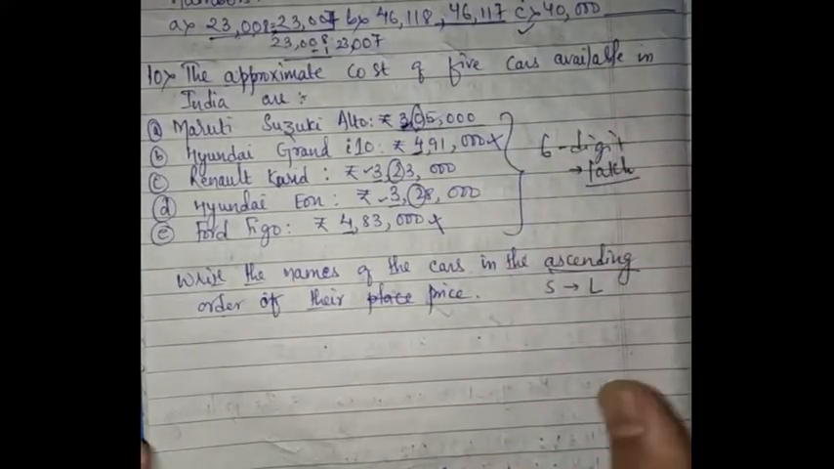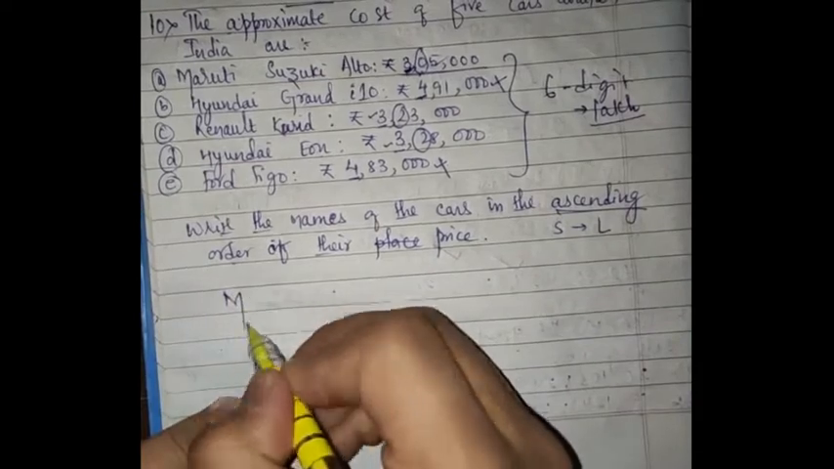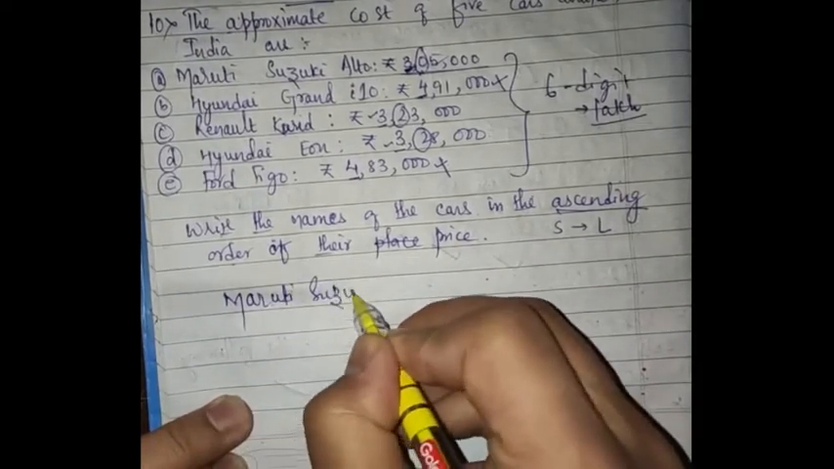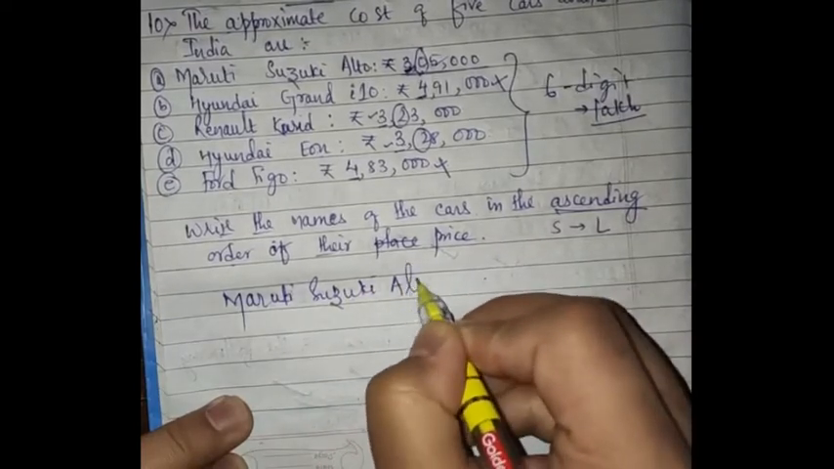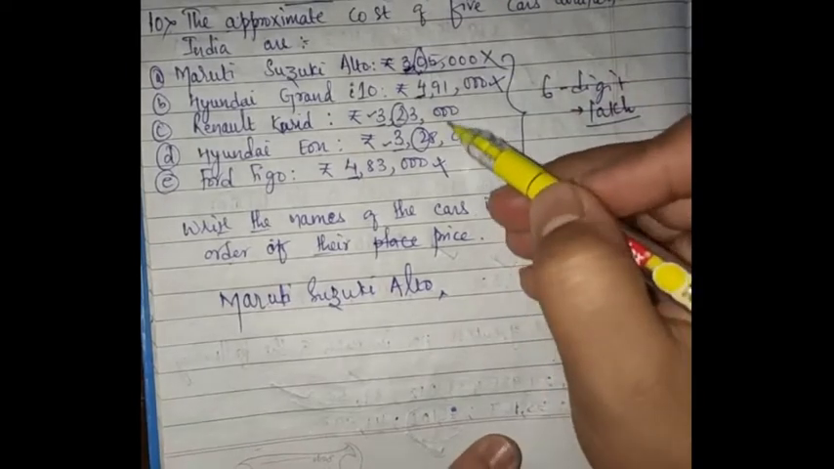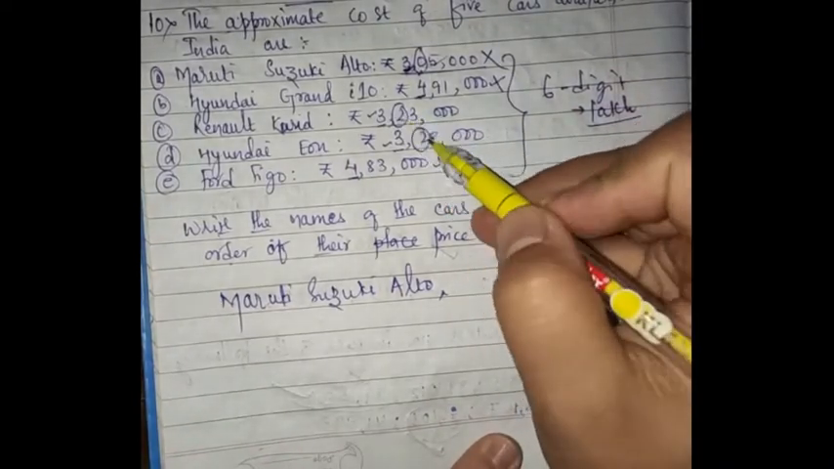So 0 is the smallest number among these. Maruti Suzuki comes first. Maruti Suzuki has the least cost. Maruti Suzuki Alto. Then what comes? So it is gone now. We have to choose between these two. In the 10,000 position they both have 2.